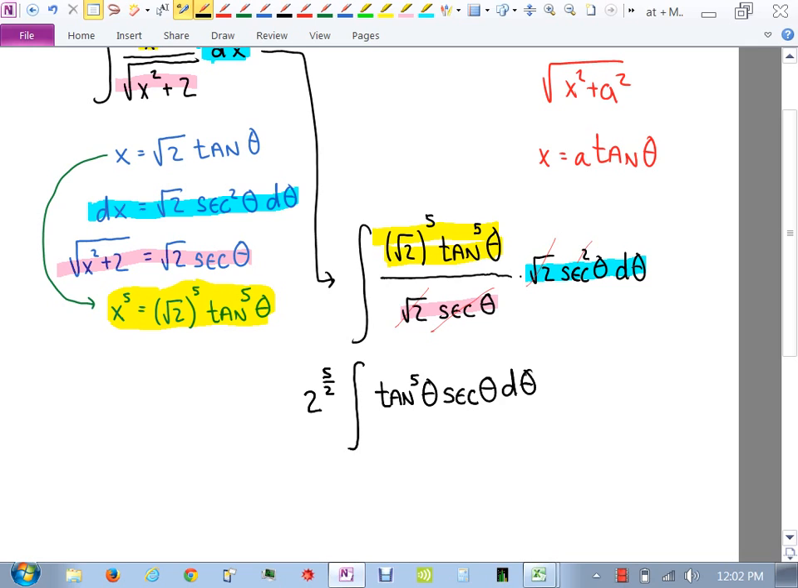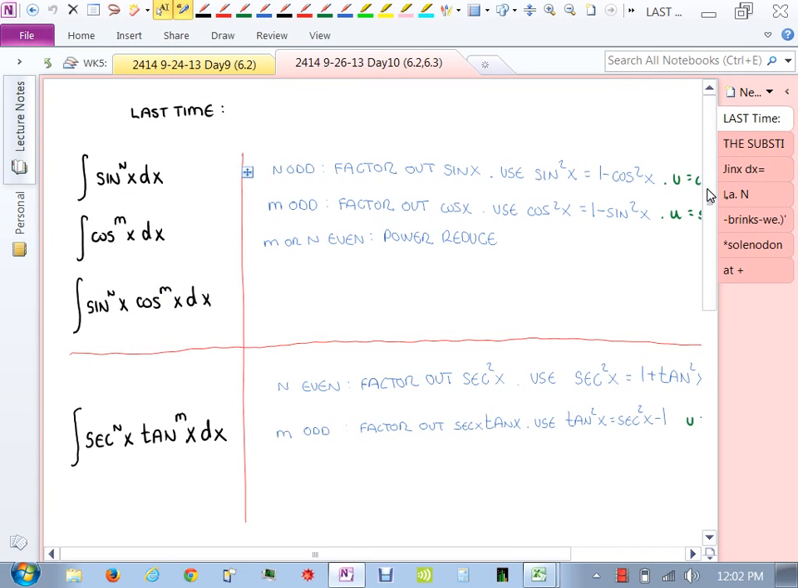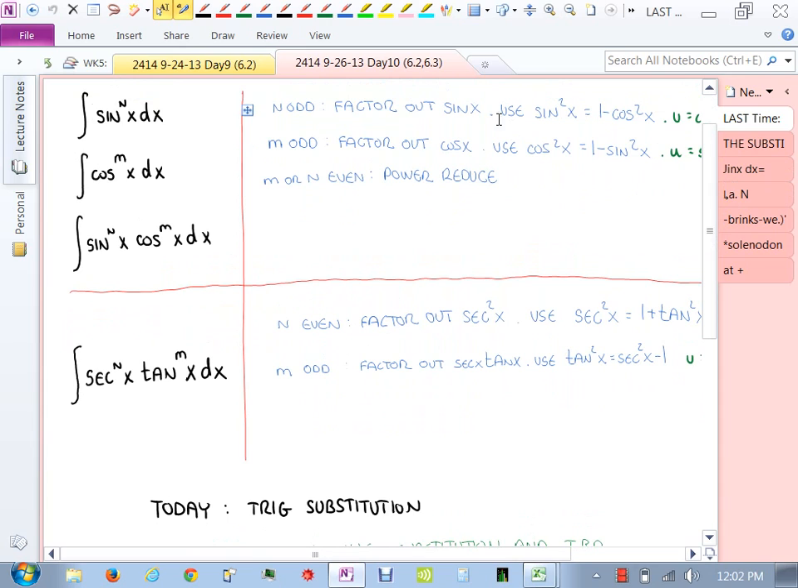And this is earlier in this section. What I would do is I would go back to what I start out here with. If you have secant and tangent together, if the power on secant is even, it says one thing. If the power on tangent is odd, factor out a secant tangent. Do I have an odd power on tangent? Yes. So I'm going to factor out a secant tangent.